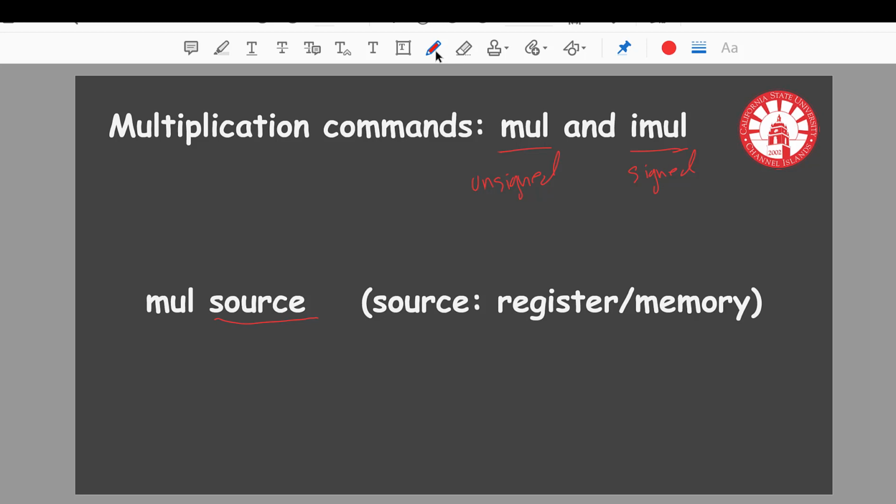So the source could be a register like EBX, ECX, EDX, or it could be a memory location specified by a variable like num1, num2, and so on.